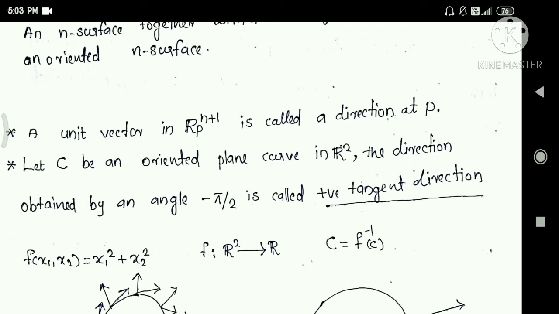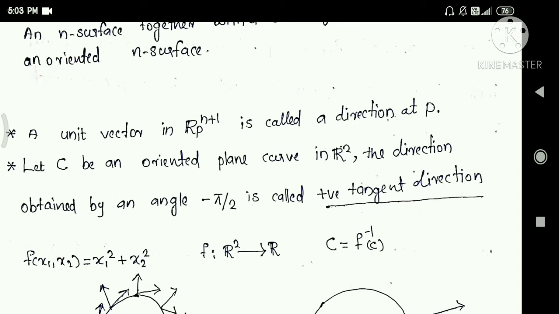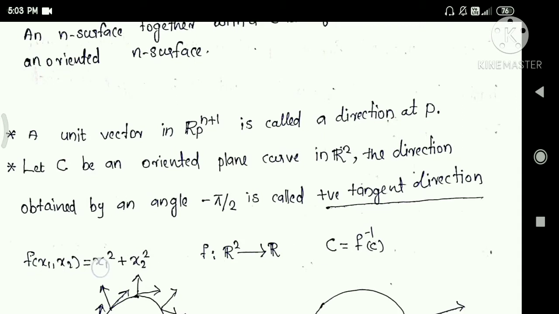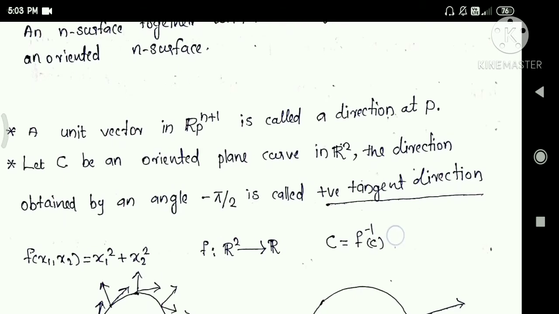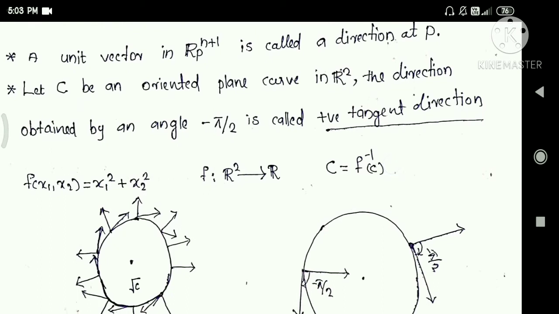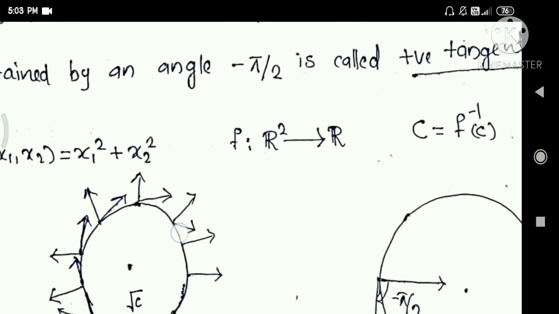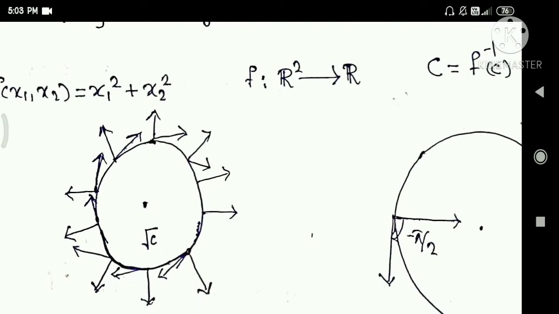For an example, consider the function f from R2 to R defined by f of (x1, x2) equal to x1 square plus x2 square, and let C be equal to f inverse of c. Then C is a circle centered at 0 with radius root c. Here f is a smooth function and del f of P is not equal to 0 for each point P on the circle. Hence, C is a one-surface in R2 and it is orientable also. Now consider this circle together with this orientation.